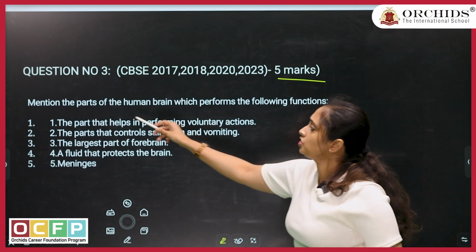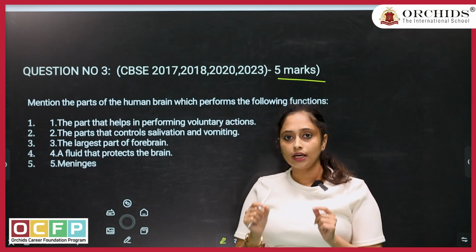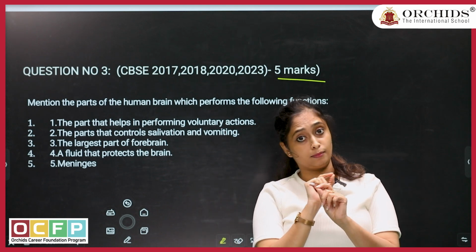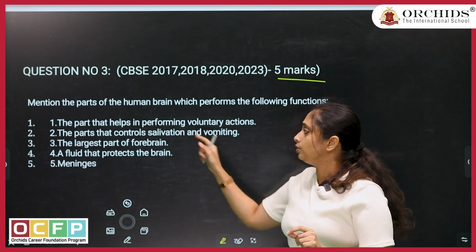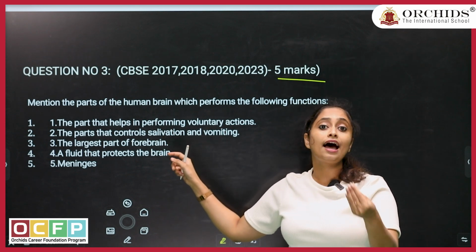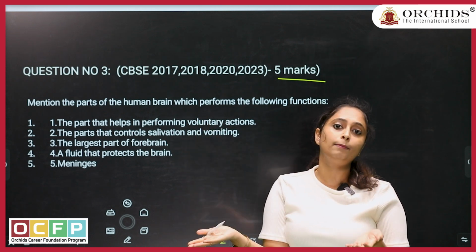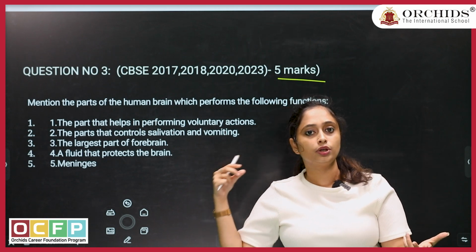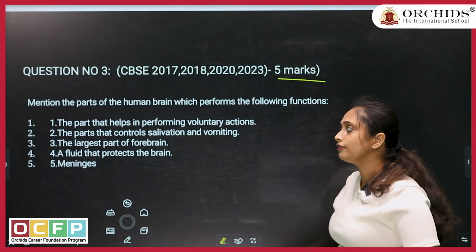So here, mention the parts of the human brain which perform the following function. When you are reading the question, you need to understand that in this question you don't need to draw the diagram of the brain, but you need to specify the answer correctly. If the question is asking to draw and label the function of different parts, that time you need to draw also, and label the particular answer in the diagram. So let's start with the first question.